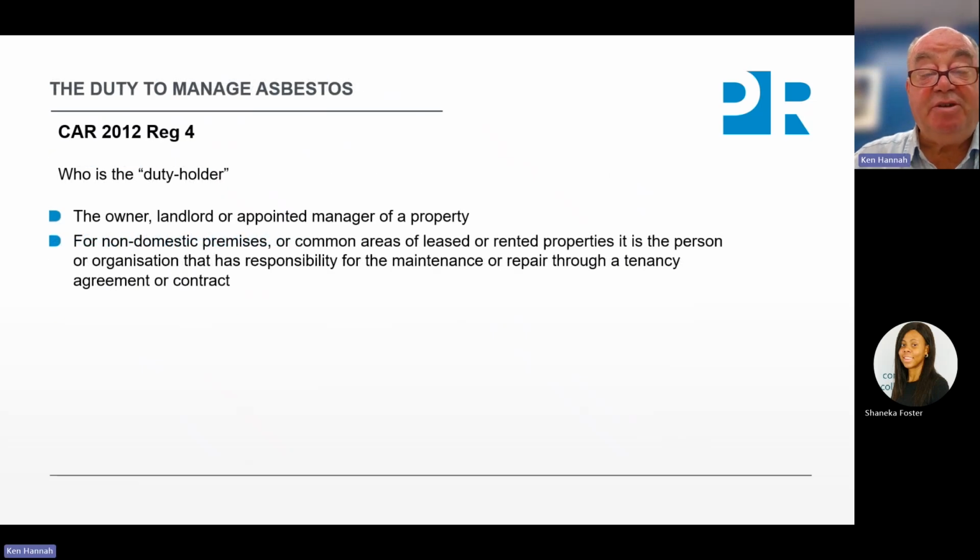So who are the duty holders? The owner, landlord, or appointed manager of a property. For non-domestic premises or common areas of lease to renters, the person or organisation that has responsibility for the maintenance or repair through a tenancy agreement or contract. So this includes employers of organisations who are contracted to inspect or survey buildings.